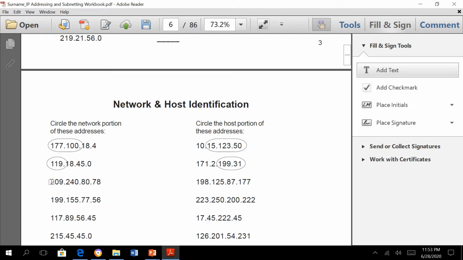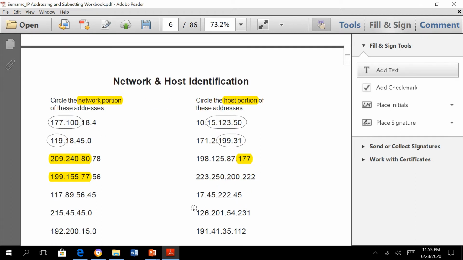Take note that in class C, the first three numbers are the network part. So in here, you are to find the network part. This is 199, again class C, so the first three. In here, the host part. This is 198, also class C. The host part in class C is the last one. Example, this is 17, this is class A. So the last three numbers are the host part.